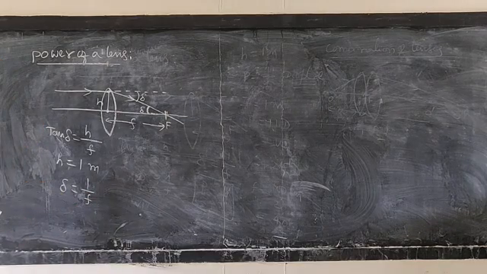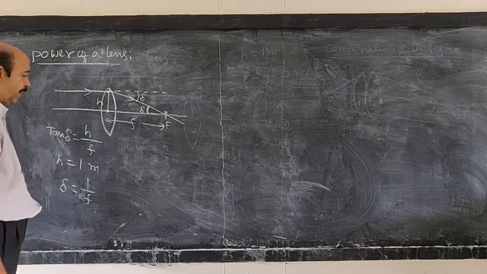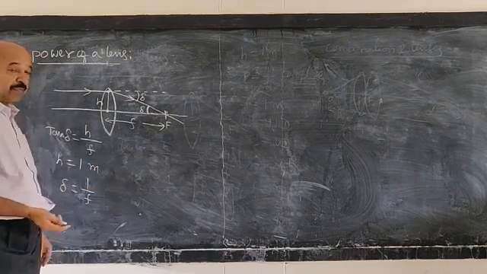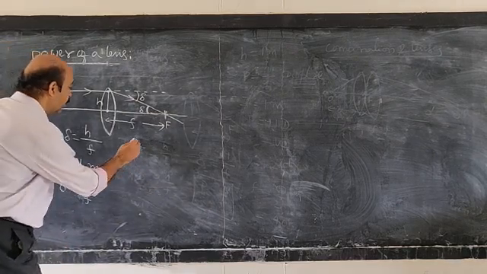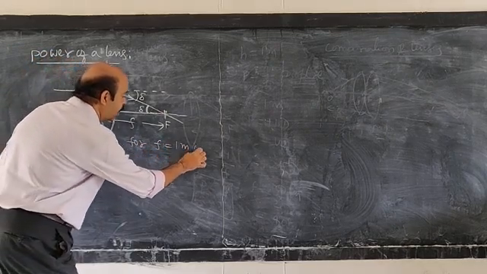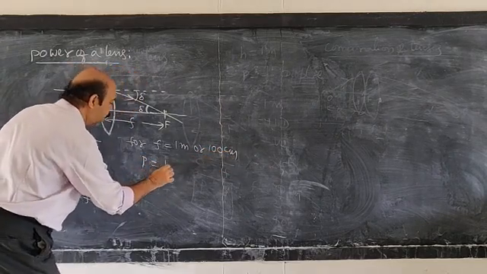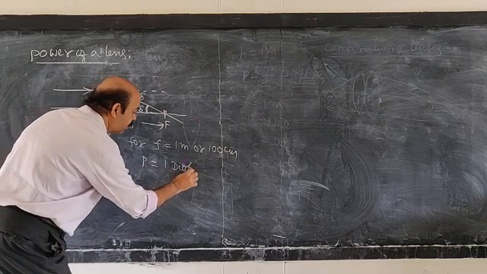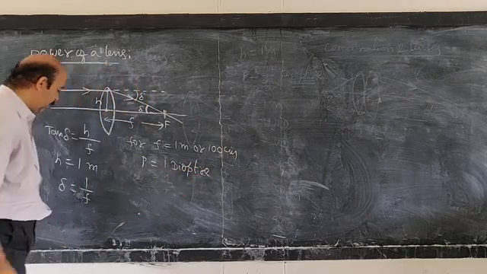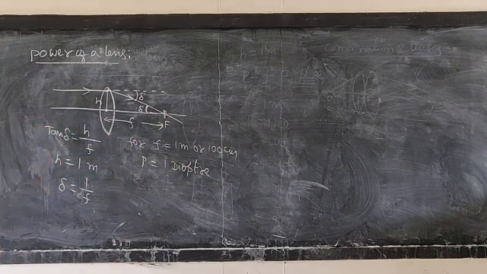So if the distances are measured in meters, the power of a lens is expressed in diopters. So for f equal to 1 meter or 100 centimeters, the power of a lens is said to be 1 diopter. That means a lens of focal length 100 centimeters will have 1 diopter power.